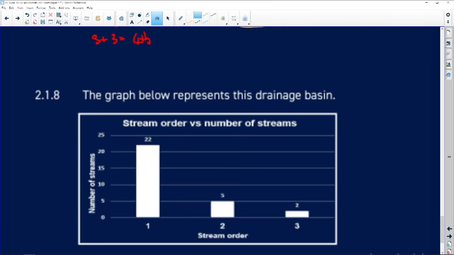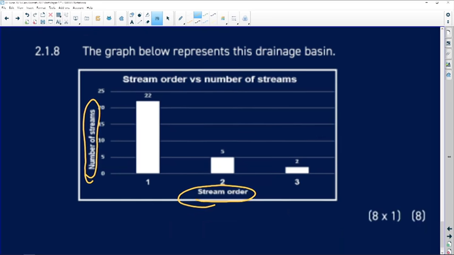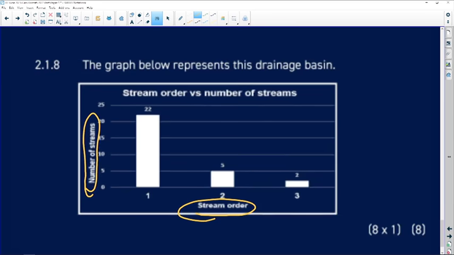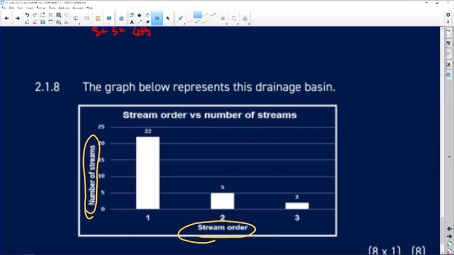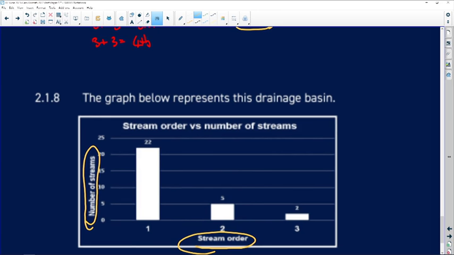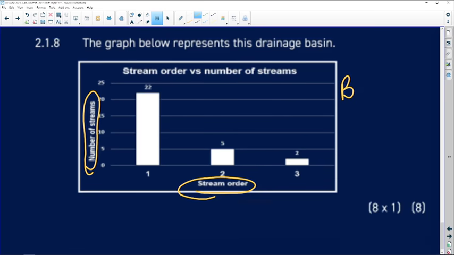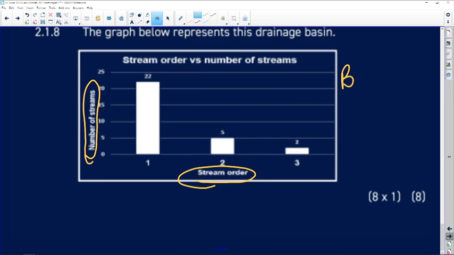Now, if we have a look at the graph below, it represents the drainage basin. If you look at it, the number of streams and the stream order. Right. Now, if you look at the question, 2.1.8, which drainage basin does it represent? Obviously, we can see the stream order is quite high, so it's definitely going to be B as your correct answer. And let's quickly move to our next question.